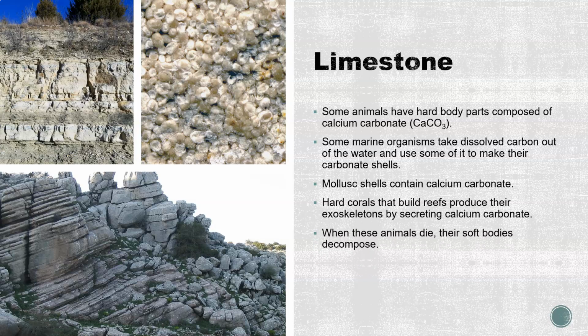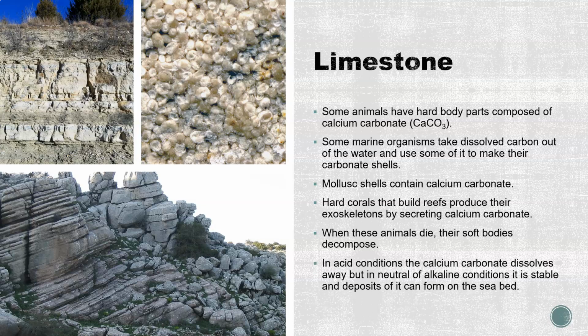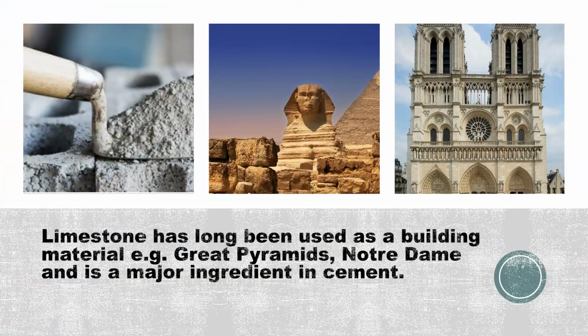When these animals die, their soft bodies decompose, and in acidic conditions, the calcium carbonate dissolves away. But in neutral or alkaline conditions, it is stable, and the deposits of it then form the seabed. And that gets compacted with more and more pressure, and that forms what we call limestone. Now, limestone has been used for many years in buildings, so the Great Pyramids, Notre Dame in France, and it's even still a major ingredient in cement.